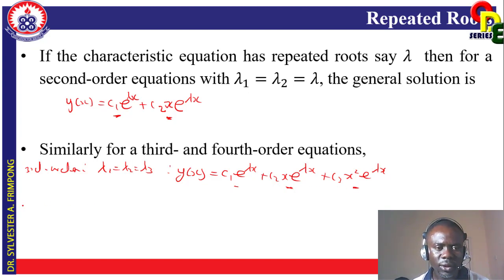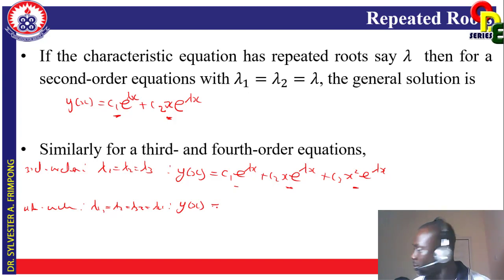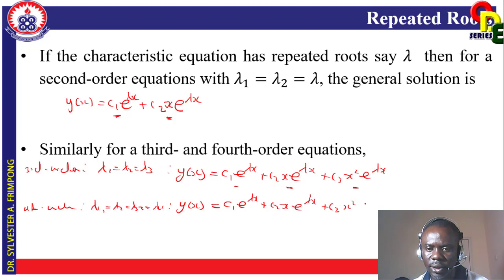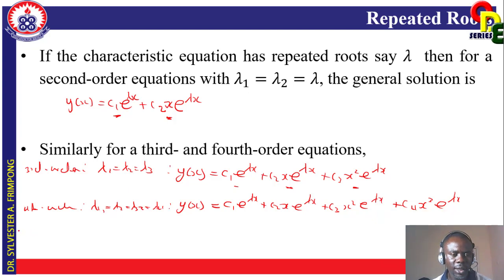x raised to the power 2. So for a fourth order, which is lambda 1 equal to lambda 2 equal to lambda 3 equal to lambda 4, the y of x becomes c1 e raised to the power lambda x plus c2 x e raised to the power lambda x plus c3 x squared e raised to the power lambda x plus c4 x to the power 3 e raised to the power lambda x. So these are the roots.